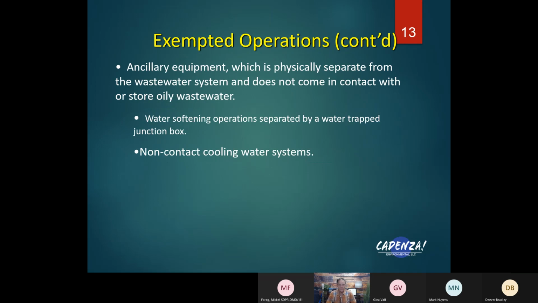A couple of other things that are also exempt are ancillary equipment that's physically separated from the wastewater system and does not come in contact with or store oily wastewater. That's sort of given. Even though it looks like a sewer system, if it has nothing to do with a processed oily wastewater or doesn't have VOCs associated with it, QQQ does not apply. So water softening operations separated by a water trap, non-contact cooling water systems could be an example. Sometimes non-contact cooling water systems are collected in a non-contact cooling water sewer. They look almost identical to a sewer system, but they take the water elsewhere, not to the wastewater treatment plant. Those kinds of systems are excluded from this rule as well.